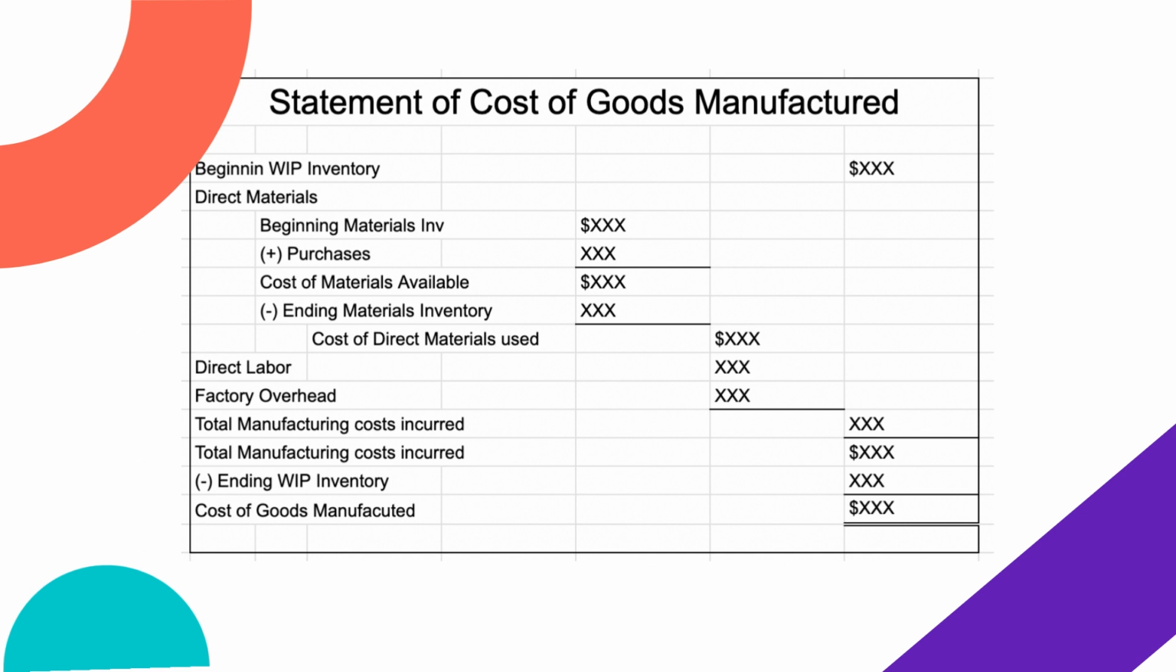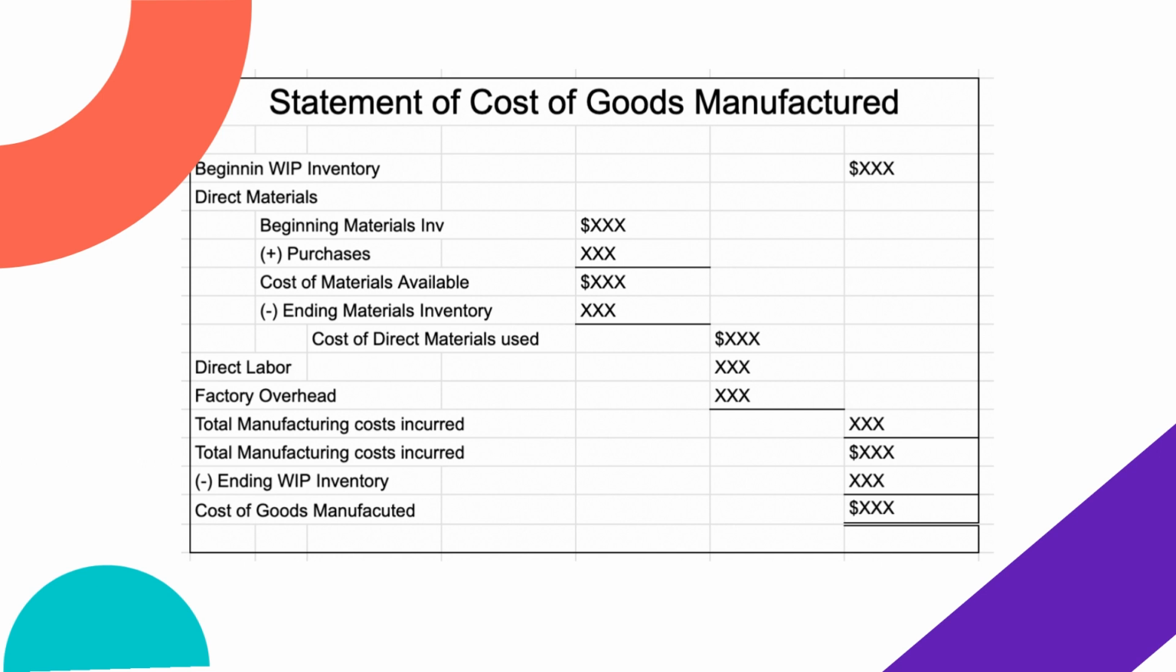Then you go get your direct labor cost and your factory overhead cost. When you add your materials, labor, and overhead, you have your total manufacturing costs incurred. Okay? So then you're going to take your beginning work in process inventory account plus your total manufacturing costs, and that's going to give you your total manufacturing costs, the whole total here. And then you're going to subtract your ending work in process inventory, which would give you your cost of goods manufactured.